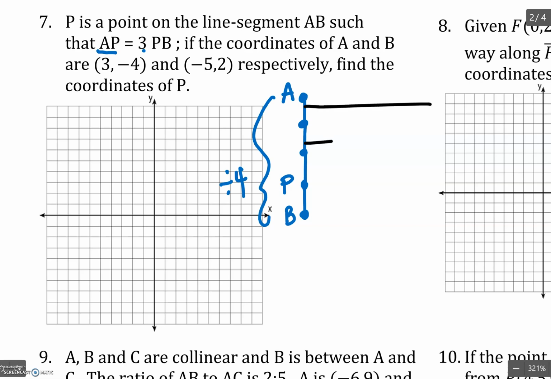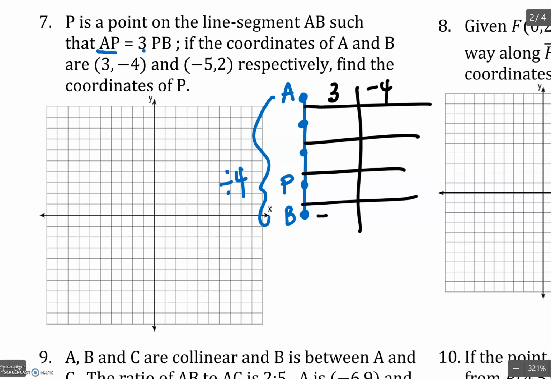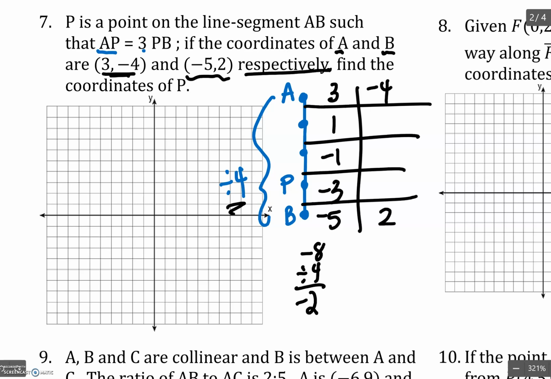Each point's going to get its own row on the table. A is at (3, -4), and B is at (-5, 2). When it says A and B respectively, it just means in the same order. They said A first, so this is A. They said B second, so this is B. So to get from 3 to -5, we have to subtract 8. We're dividing by 4, meaning we'll subtract 2 for each row. So subtract 2, subtract 2, subtract 2.